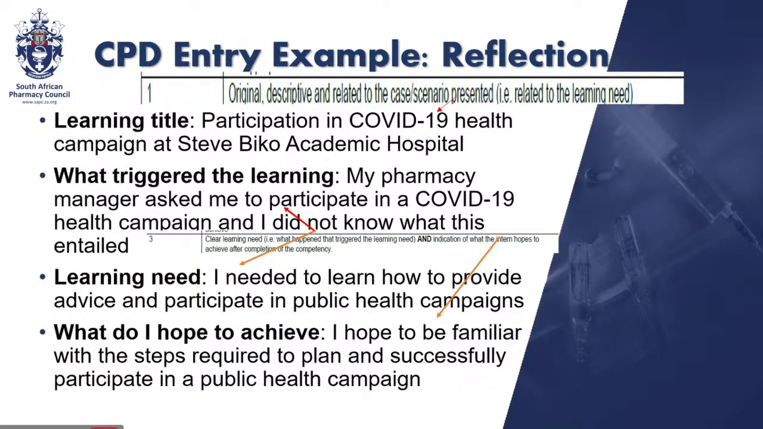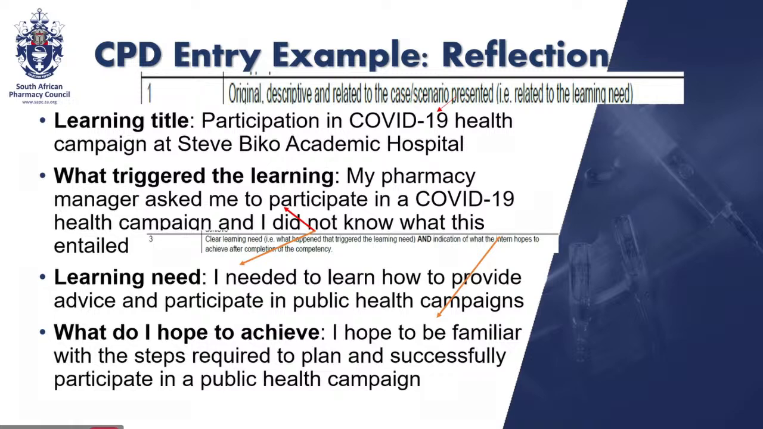What triggered the learning? The learning need is there, and then what do I hope to achieve? So my pharmacy manager asked me to participate in a COVID-19 health campaign, and I did not know what this entailed. So it is a clear trigger provided. I needed to learn how to provide advice and participate in public health campaigns. So that is what I needed to learn to do.